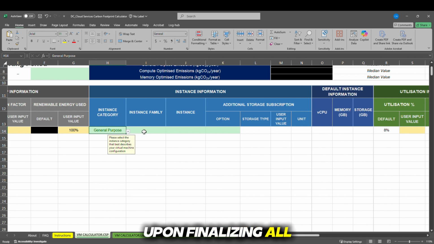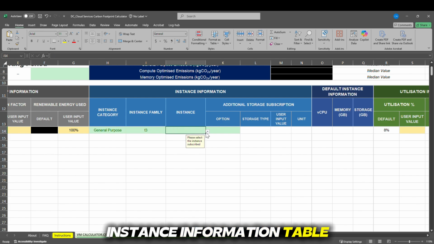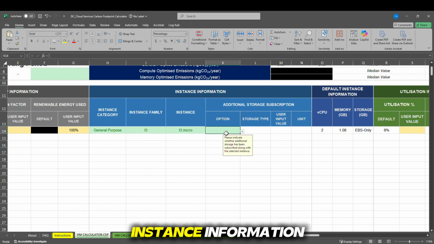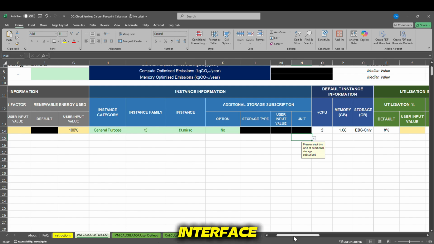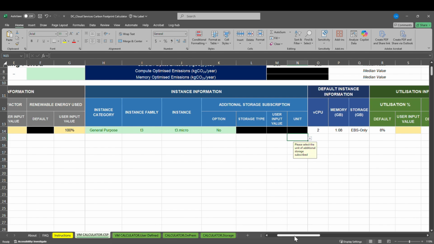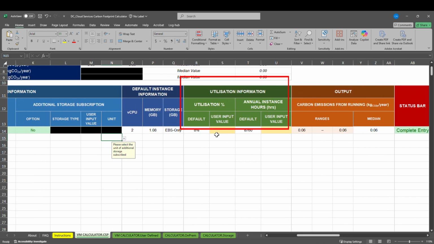Upon finalizing all inputs for the instance information, values will appear under the default instance information table. You would have to make sure that the values appearing under the default instance information match exactly with the values provided by the CSPs in their dashboard interface. This way, we can understand that the database we have is current, updated, and applicable. Once you have confirmed that everything matches, then you may proceed with the next part, which is the utilization information.